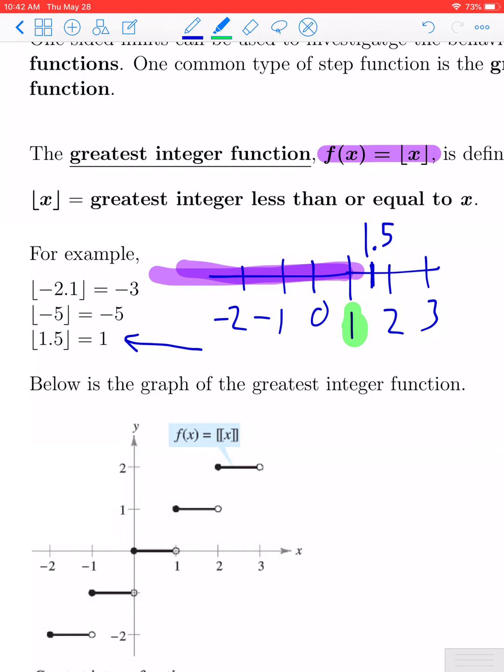Because it's defined as less than or equal to, if you have an integer, the greatest integer function of an integer will just be the integer itself. As another example, the greatest integer of -2.1 would be -3.